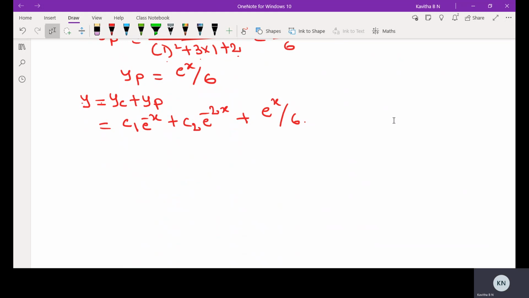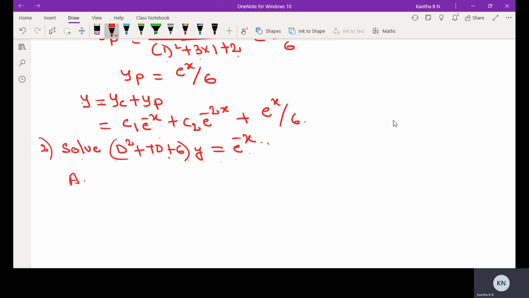Okay, next. Take down the next problem. Solve D square plus 7D plus 6 of y is equal to e to the power of minus x.